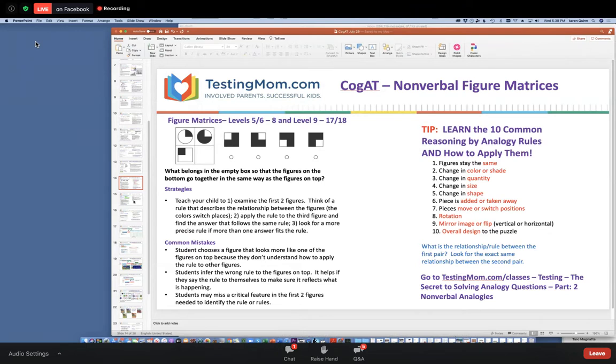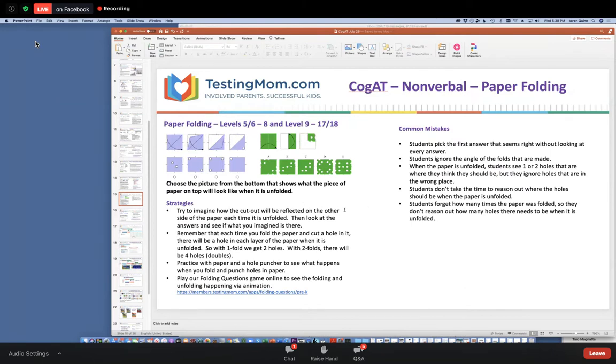Then we have the paper folding questions. And here's 2 examples that are from easy to very hard. And you have to really imagine what's going to happen to this paper after it gets unfolded. What is it going to look like after we punch these holes and we unfold it? So some of the things you want to do is you want to practice. You want to start with easy ones and work your way up to harder ones. And just remember that every time you fold the paper and put a hole in it, then that doubles how many holes you're going to have when you open it.